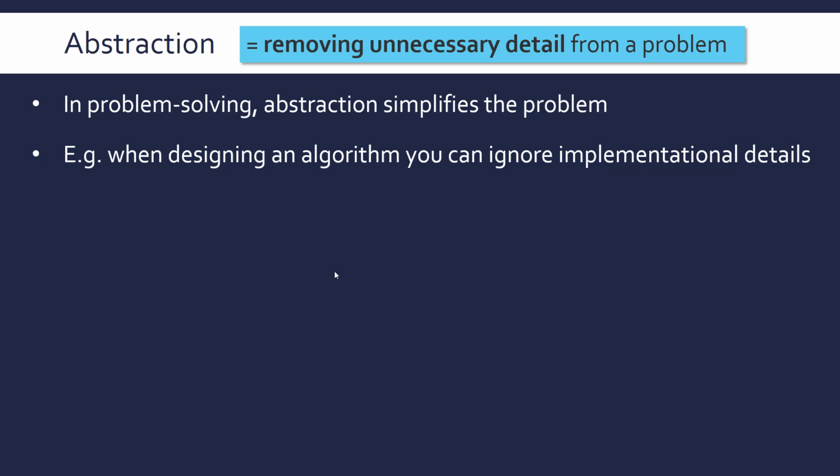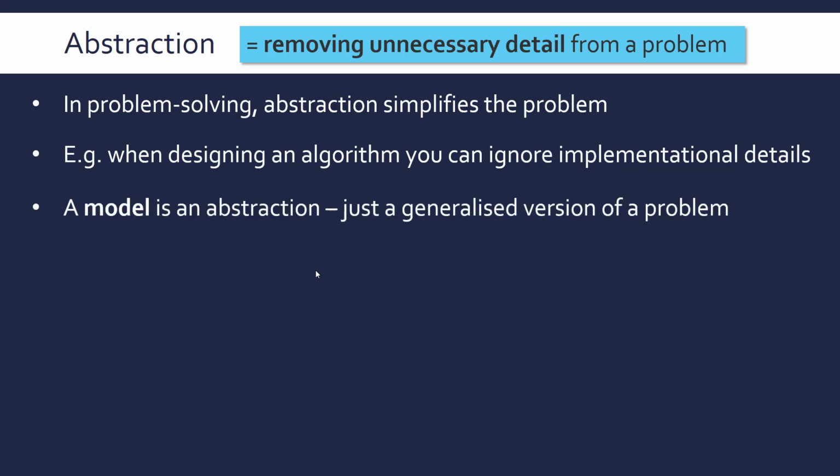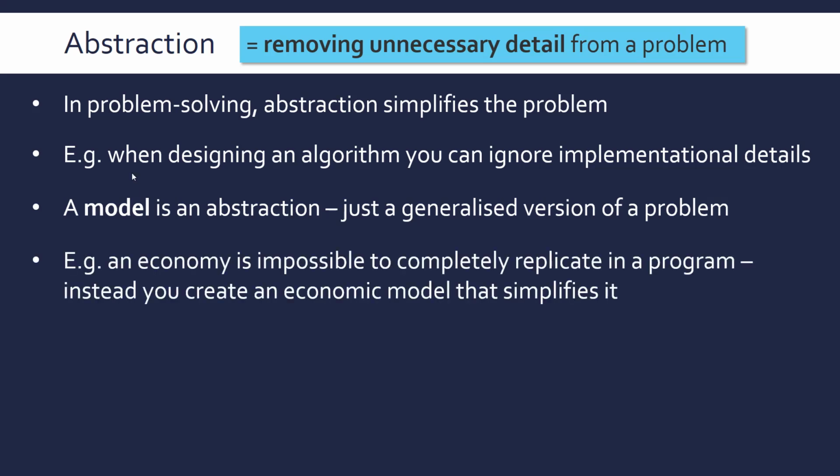So you remove those unnecessary details, you abstract them away. And a model is just an abstraction, a generalized view of the essence of a problem is what a model is. So going back to the economy example, if you wanted to do a simulation of the economy, you can't completely replicate it, it's way too complicated. Instead, you would create an economic model that simplifies it, that is an abstraction of the actual reality.